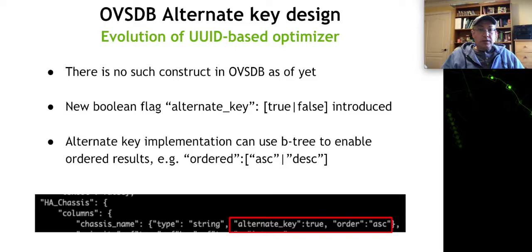The alternate key design, unfortunately, cannot be done without introducing new changes to OVSDB. The proposal here is to introduce a new Boolean flag, alternate key, and if it is defined, then an additional flag, ordered, which will determine the direction of the order if specified. If not specified, it can still be an HMAP. If specified, it likely needs to be a B-tree implementation.